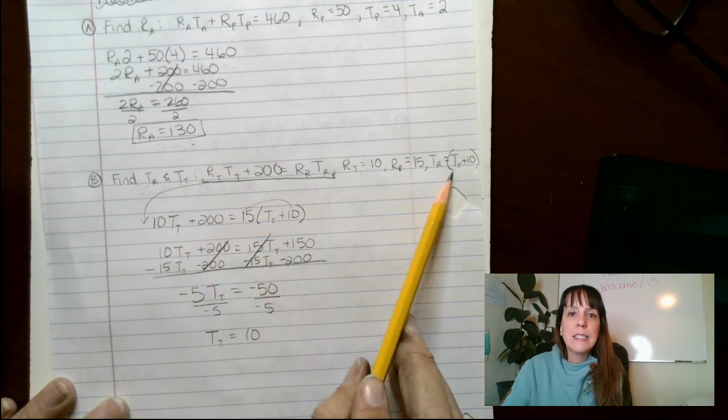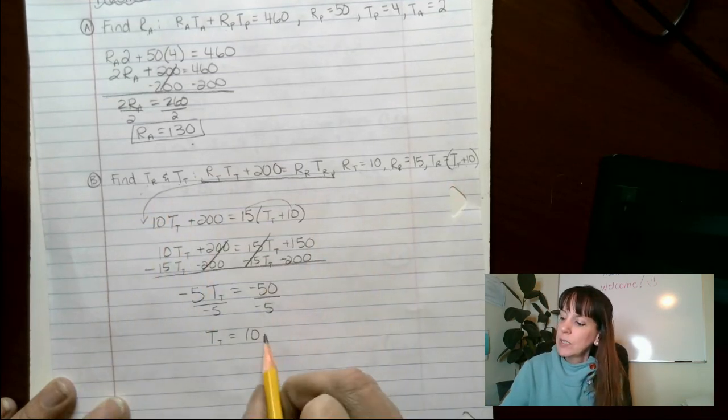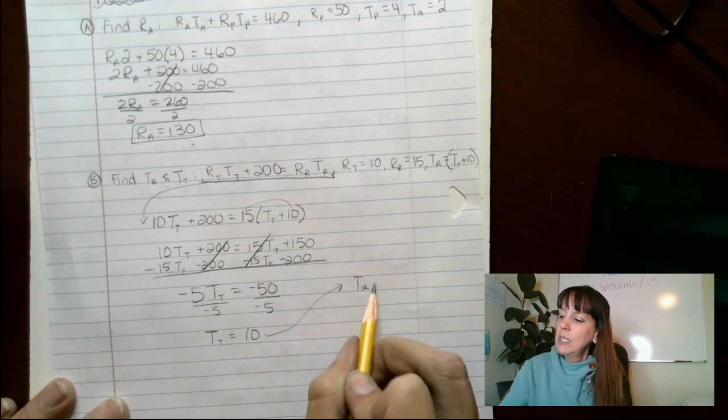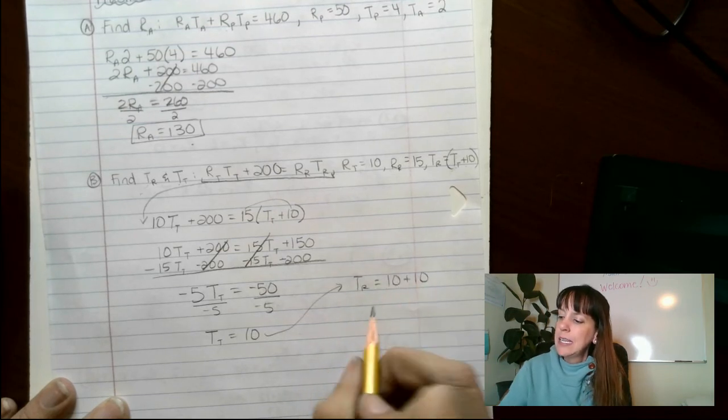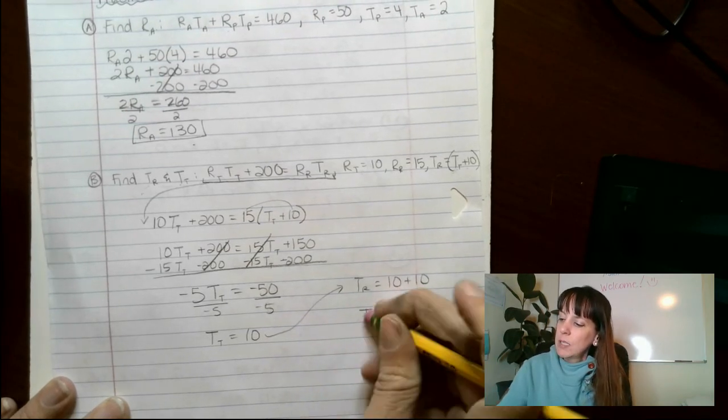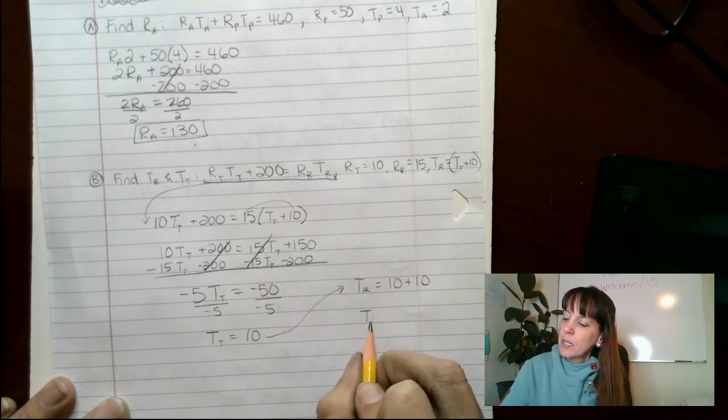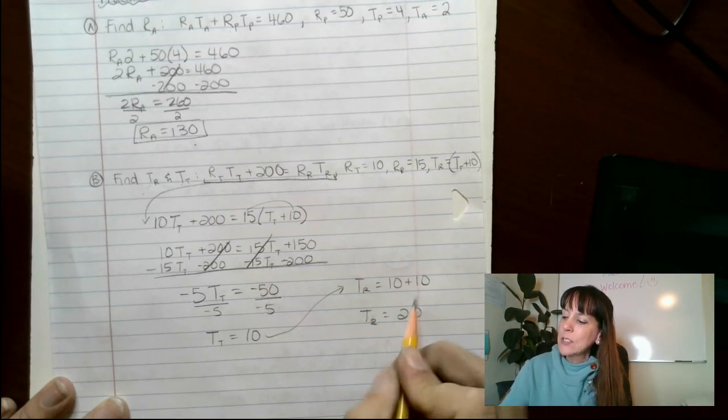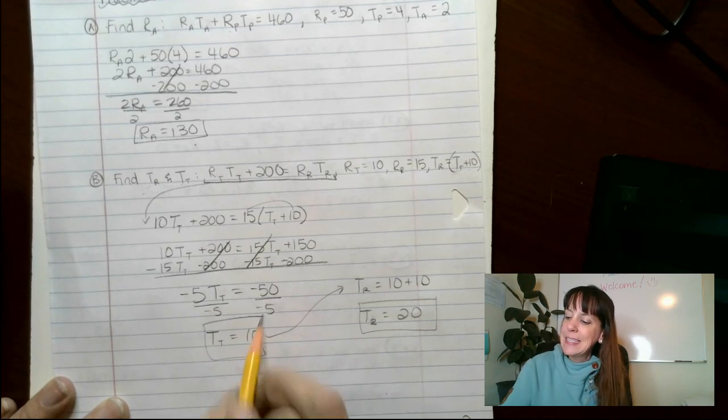If TT equals 10, we also have to find TR. Well, TR is TT plus 10. So we're going to take that. TR equals 10 plus 10. TR, I'm getting really excited about my subscript there. TR equals 20. So our answer is this and this guy.